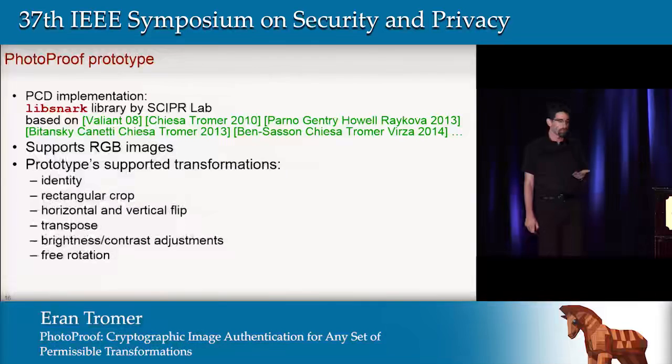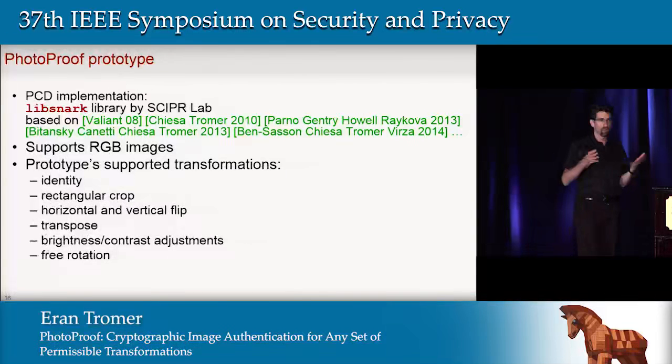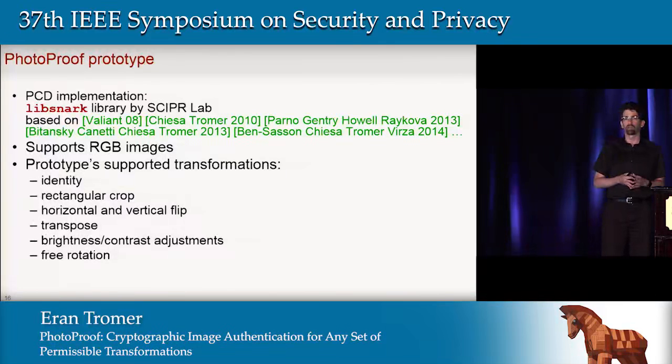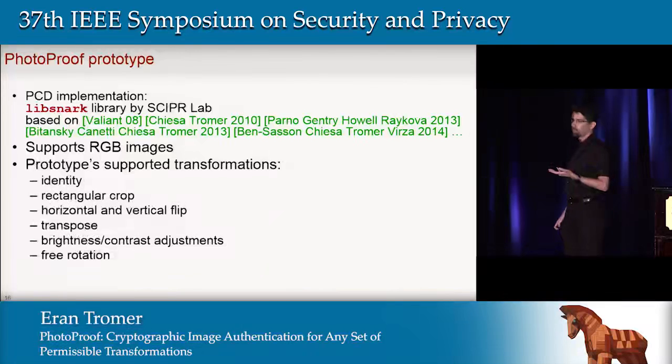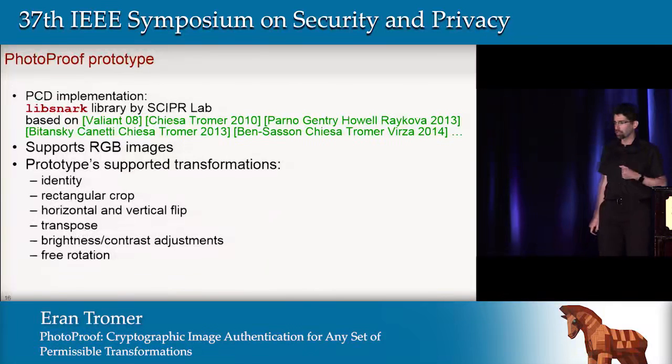And it allows us to write a compliance predicate expressing our application-specific needs. In our case, the compliance predicate reasons about RGB images, and the prototype includes cropping, rotations, flipping, transpose, brightness adjustments, and so forth, and it can be trivially extended for additional ones.